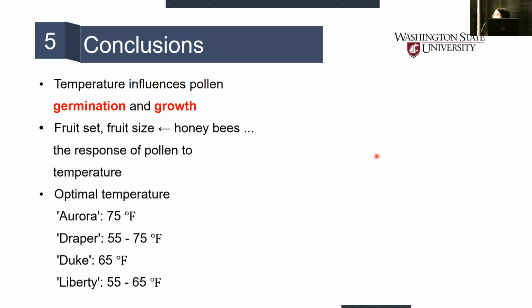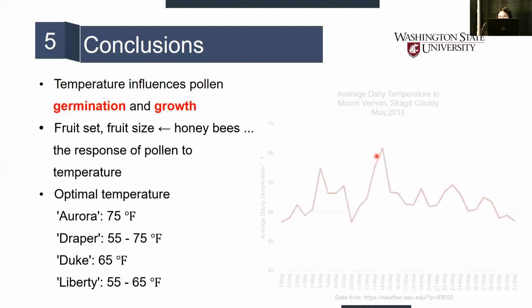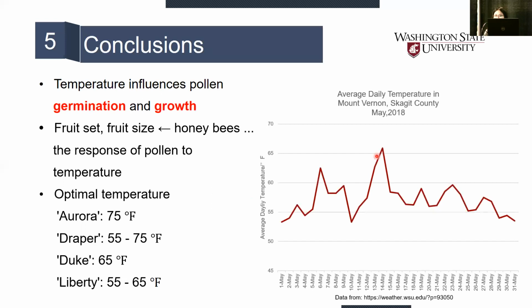So combining all these results, we can conclude the optimal temperature for pollen germination and growth is 75 Fahrenheit for Aurora, 55 to 65 Fahrenheit for Draper, 65 Fahrenheit for Duke, and 55 to 65 Fahrenheit for Liberty. Now, knowing about this, how can we apply it to production? Here is the average daily temperature where we collected the pollen in Mount Vernon, Skagit County.